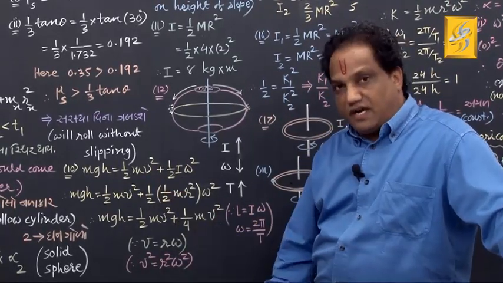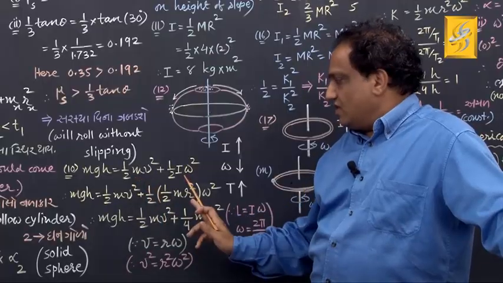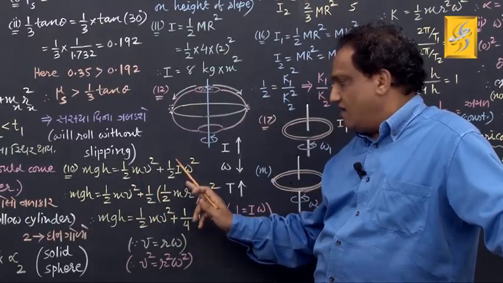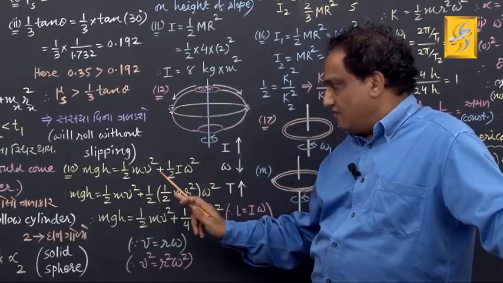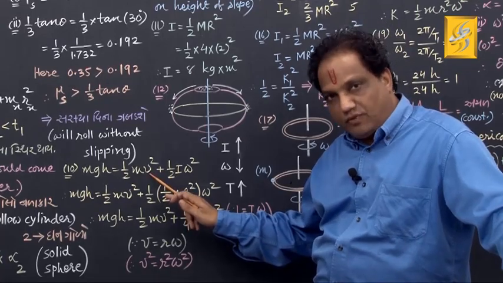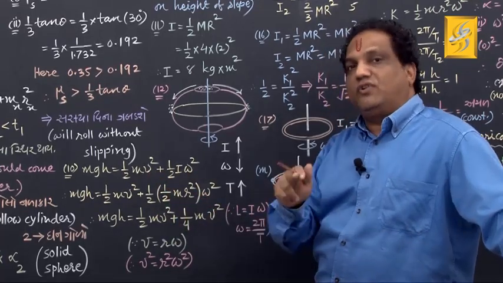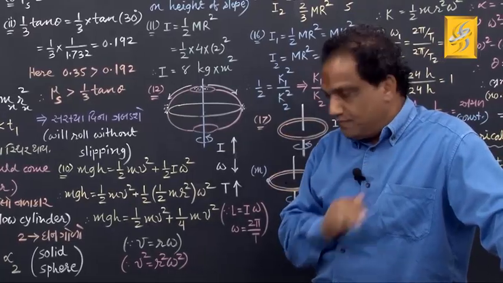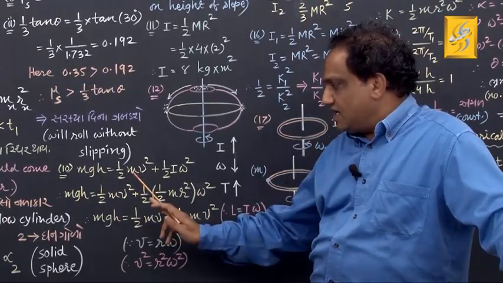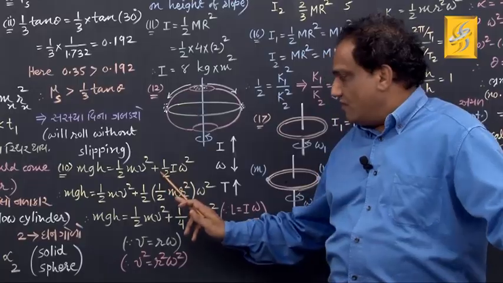And at the loss of potential energy, it gains kinetic energy. What is the gain in linear kinetic energy? Half mv square. What is the gain in rotational kinetic energy? Half I omega square. Correct? Here v is the velocity of the body at the bottom of the slope. Omega is the angular velocity of the body at the bottom of the slope. Now this mgh as it is, half mv square also as it is.